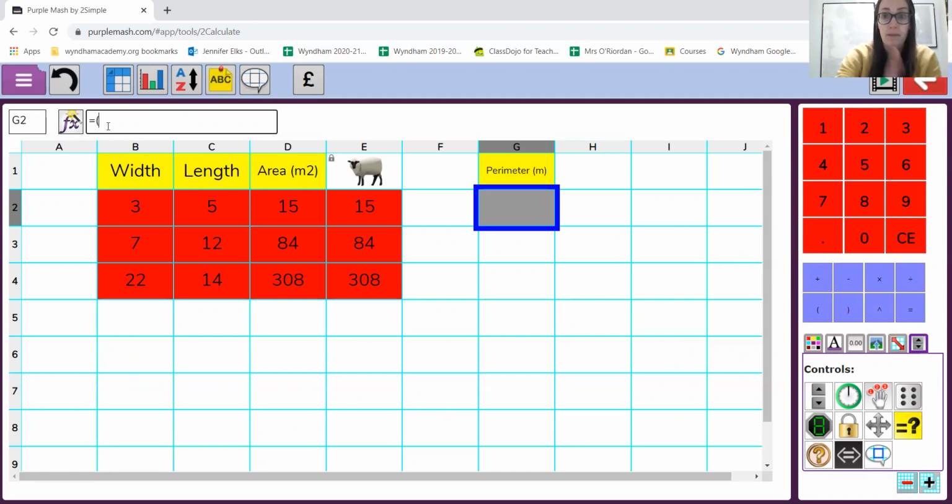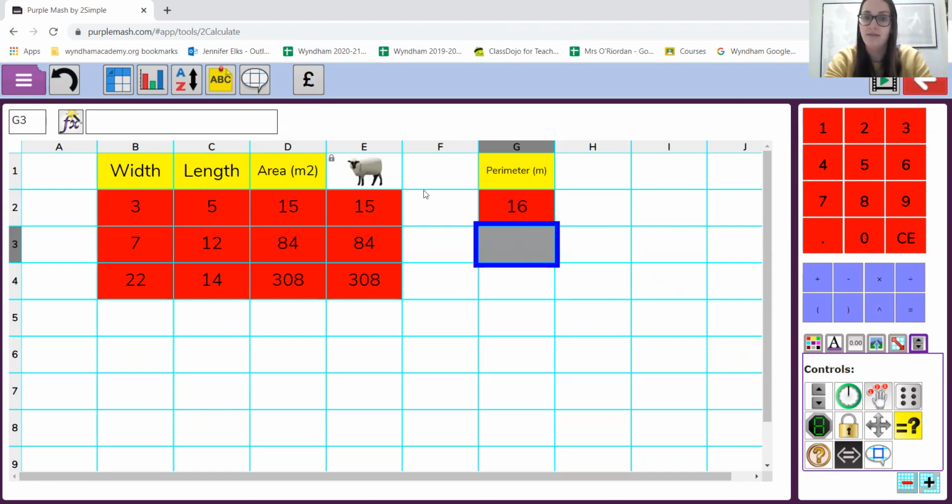I'm going to put it in brackets. I'm going to go for the width, and I want it times, so little asterisk, 2, because I want 2 of the widths, because obviously they are the same because it's a rectangle. Then I want to add this together, brackets, no spaces, with 2 of the lengths. So then I'm going to do C2, and I'm going to times it by 2. Close the brackets, press enter, 16. There we go. So we were right, because what we've done is we've got 2 of the widths, 2 of the lengths, we've added them together.